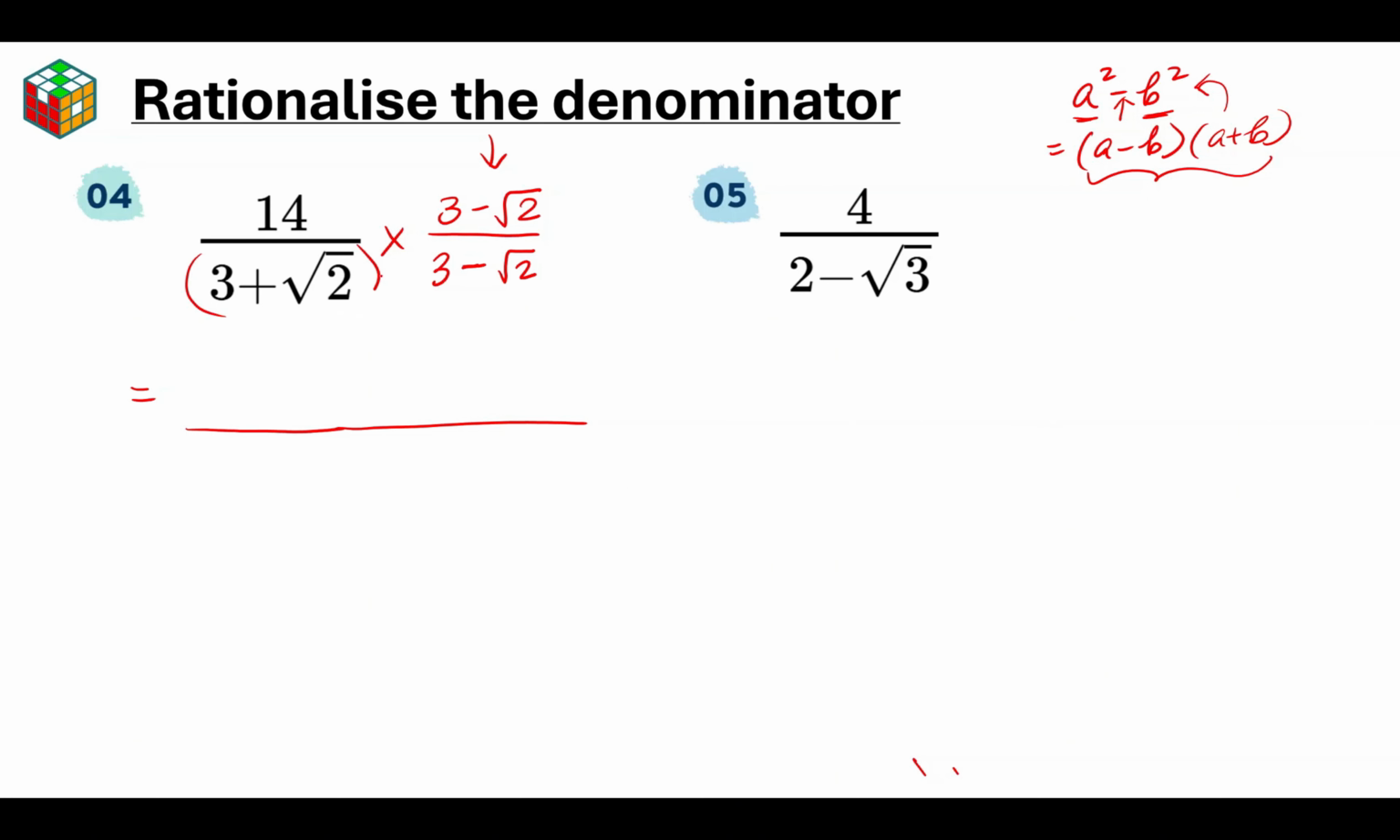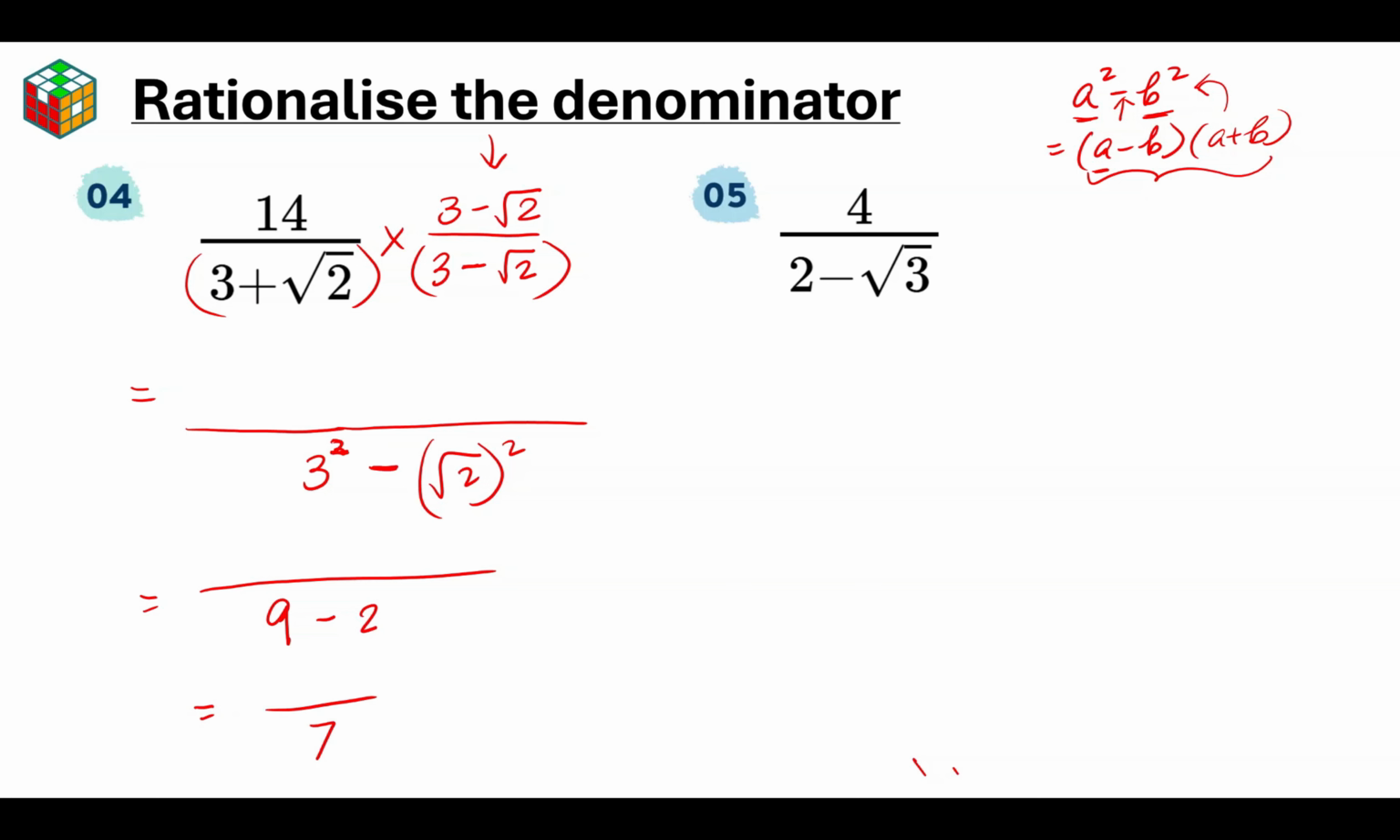Basically, if you have these 2 numbers and look at this side, you will have the a take away b, a plus b. So you have difference of 2 squares. The first square is going to be 3 squared. The second square is going to be root 2 squared. Then you can further tidy up. 3 squared is 9. Take away root 2 squared, basically it's 2. That means your denominator is 7.